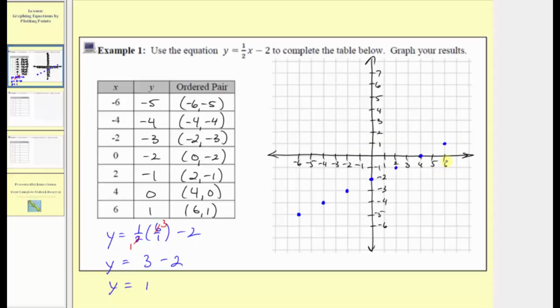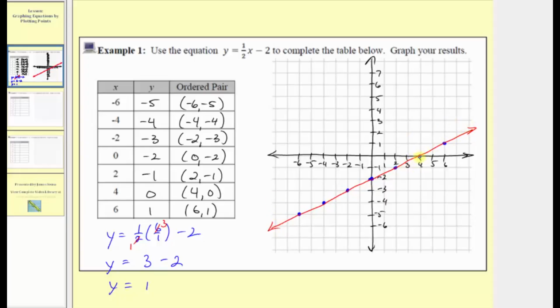So now we have all the points given by the ordered pairs plotted on the Cartesian plane or coordinate plane. Now, because our equation is telling us y, the output, is equal to 1/2 times x, the input, minus 2 for any input x, we want to go ahead and sketch the graph of the line passing through all of these points. So this would be the graph of the equation y equals 1/2 x minus 2.